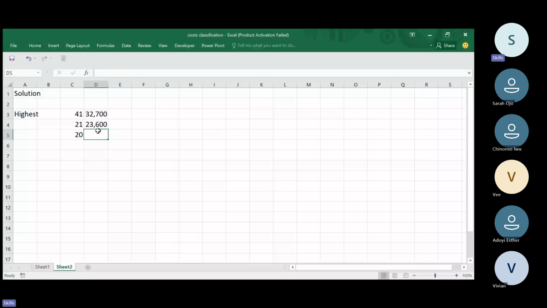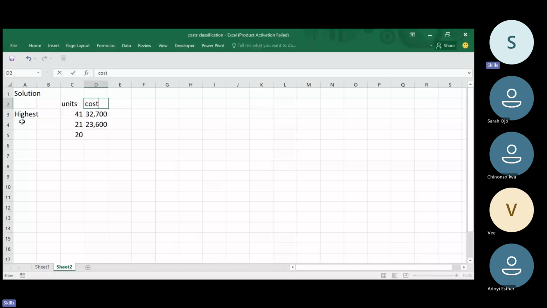So for the cost, now, this is the unit, and then this is the cost, and then this is the low. So now the difference, 32,700 minus 23,600, you have 9,100. Are we together?